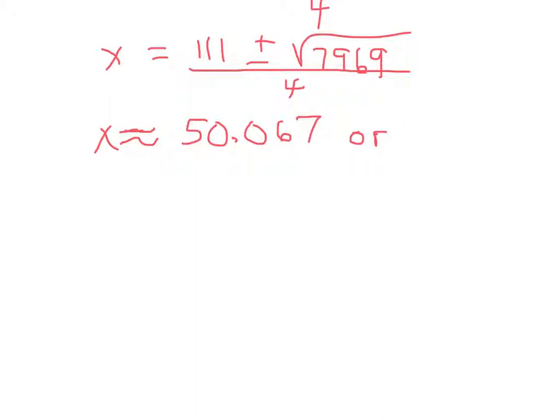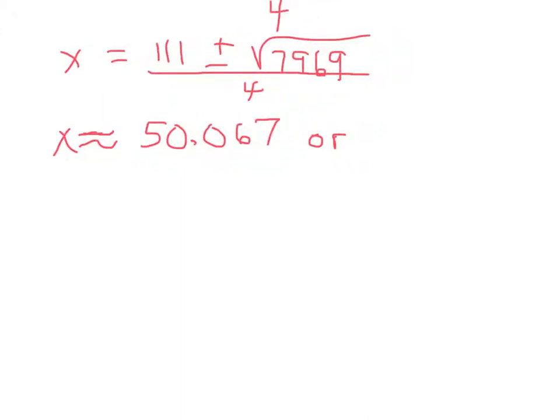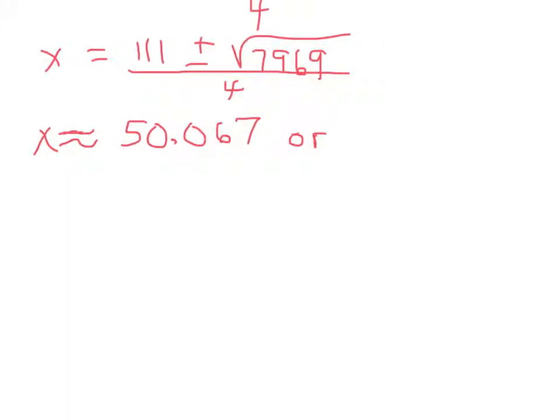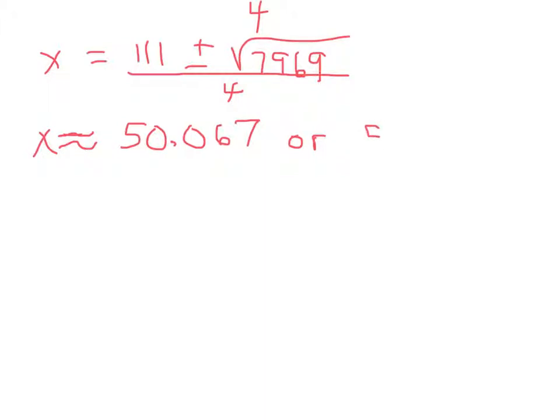Or another possibility is we could take 111 minus the square root of 7,969. Then divide that by 4. 5.43. Did you get those two answers? 50.067 or 5.43?